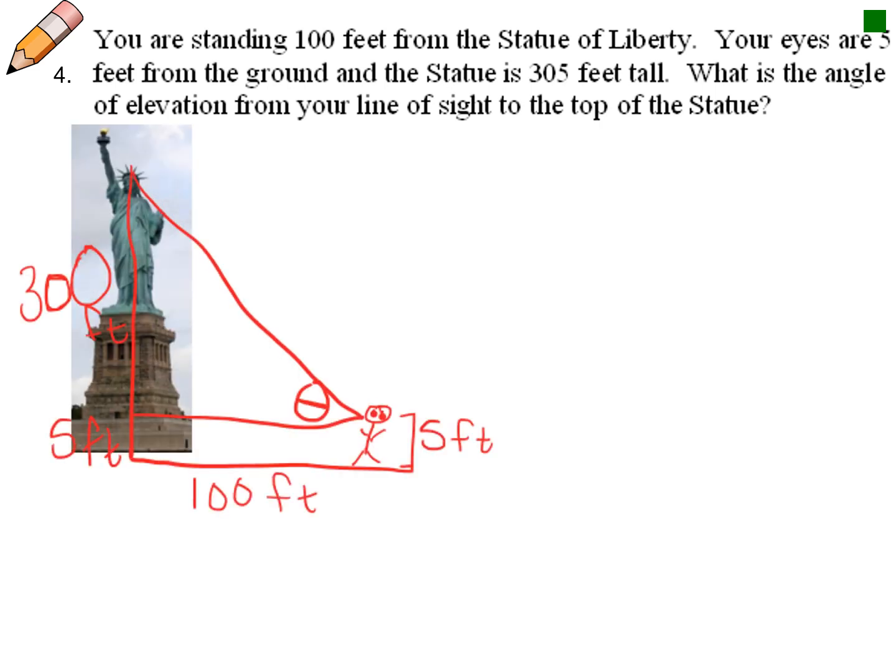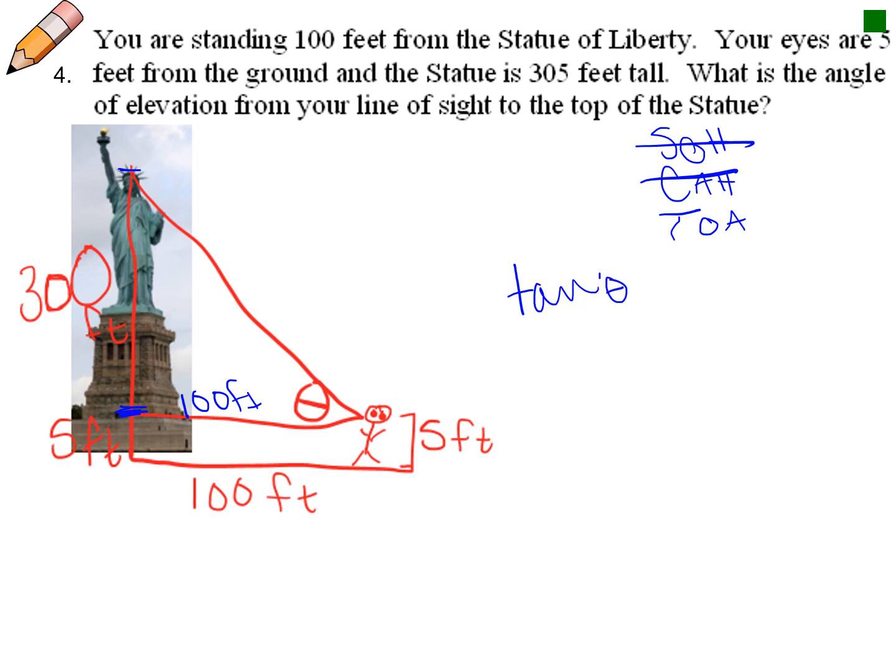Keep in mind, we have to subtract off that 5 feet from the 305 to leave us with 300 feet, which is this distance, and that's the triangle we're looking at. And this is still 100 feet. So we again need to figure out, are we using sine, cosine, or tangent: opposite over hypotenuse, adjacent over hypotenuse, opposite over adjacent. We have to use tangent because we don't have the hypotenuse length. So we need to figure out the angle of elevation, theta.